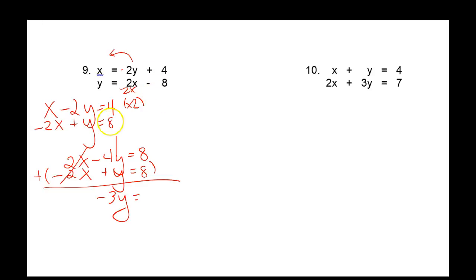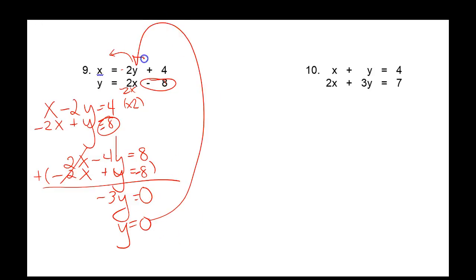Oops. This is a negative 8 here, isn't it? Let's not lose that. That's negative 8. So 8 minus 8 is 0. Okay, y equals 0. Take that back into either equation. If I put 0 in, I find that x equals 4. So my point would be (4, 0). Let's check in the second equation. 8, yeah, that seems to work.